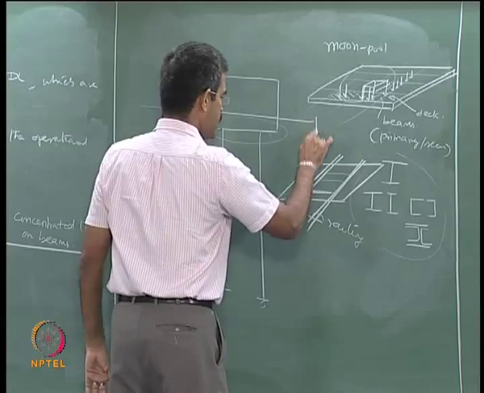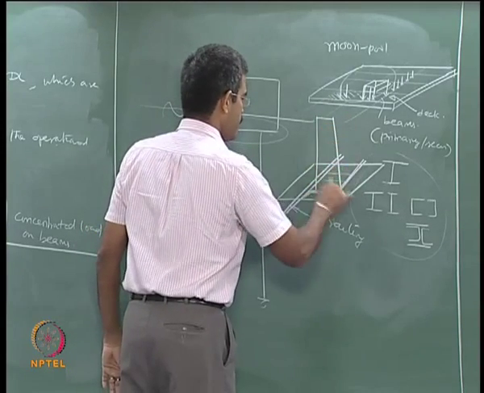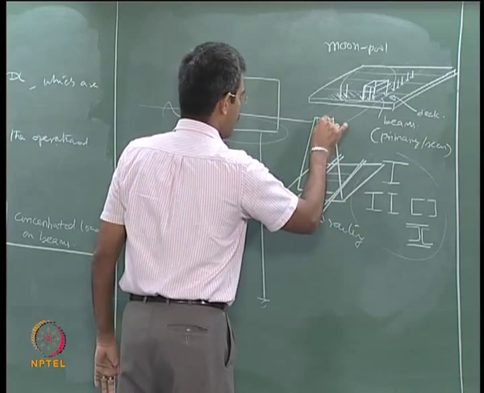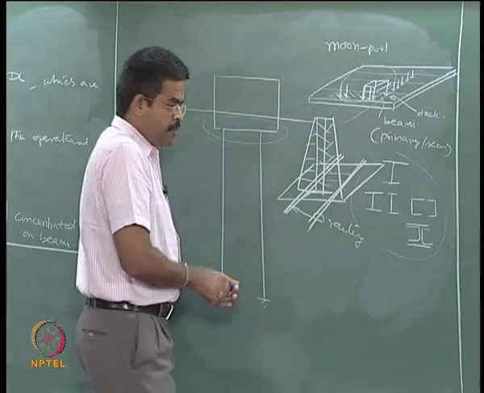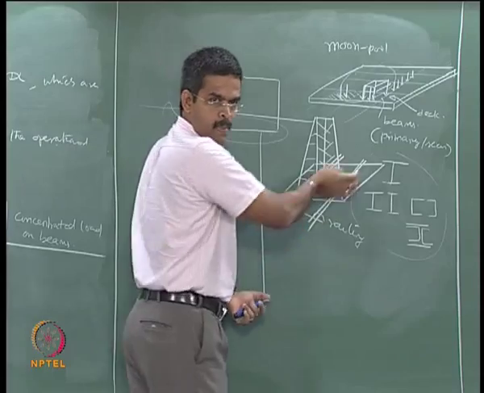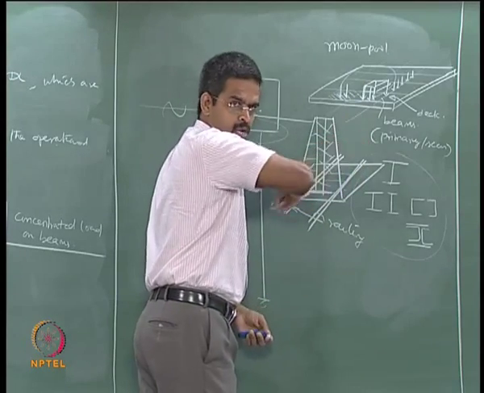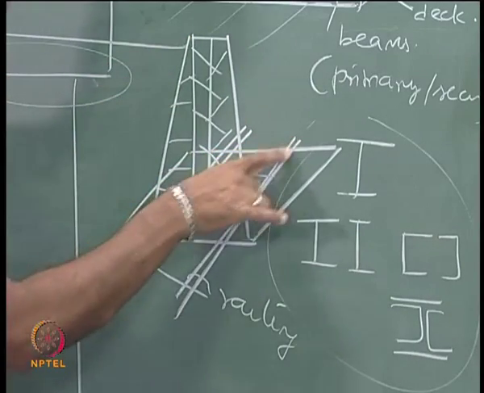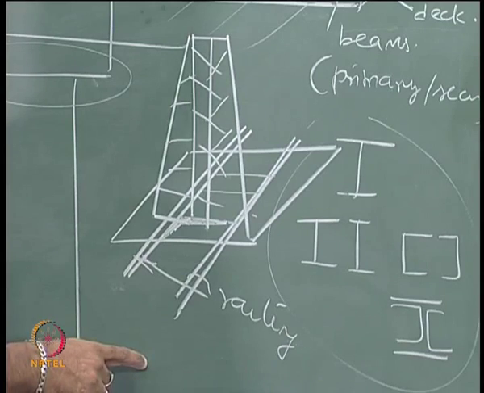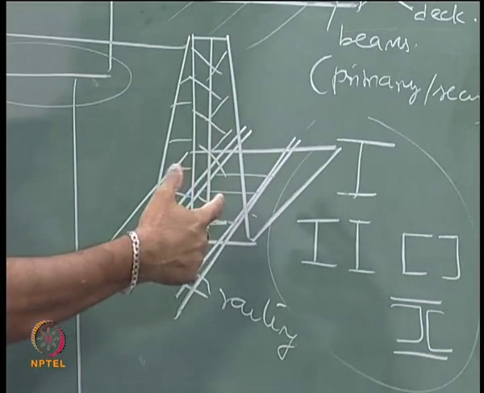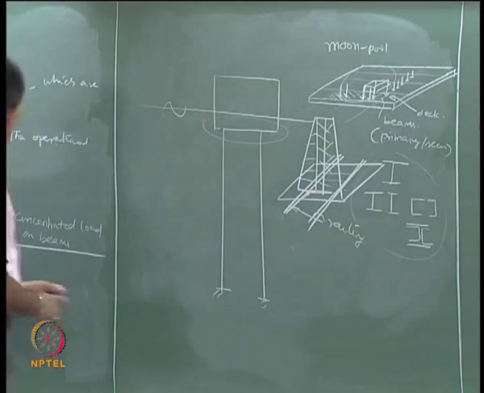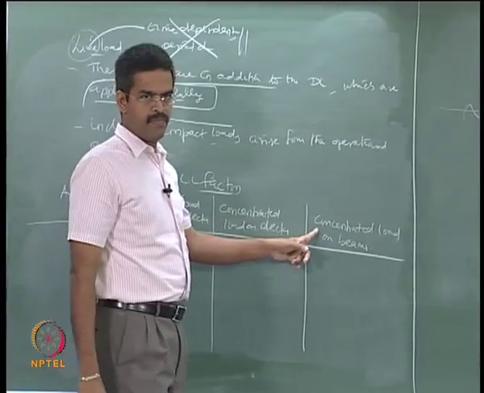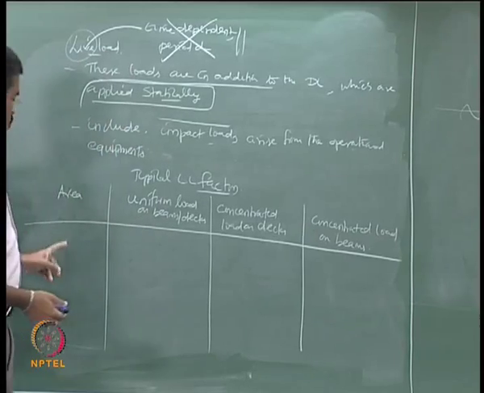So, the derrick will be made to move on this, wherever you want to operate the drilling you can do that. So, this becomes a rolling load which is also a concentrated load on these beams. That is what we are looking at here. So, let us look at the areas here.